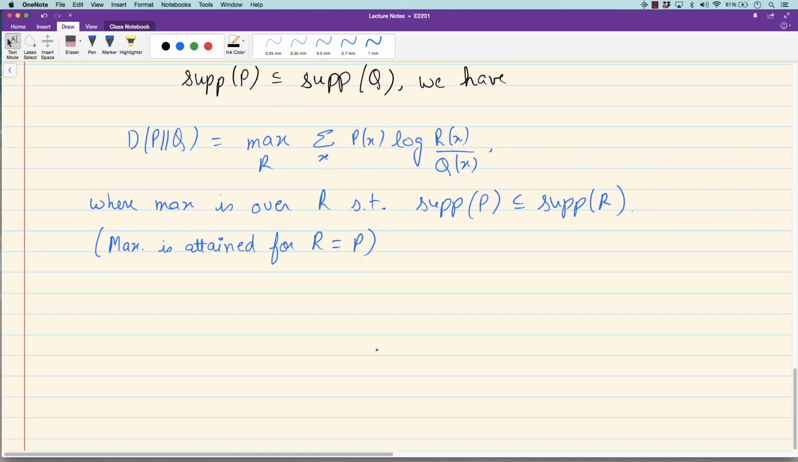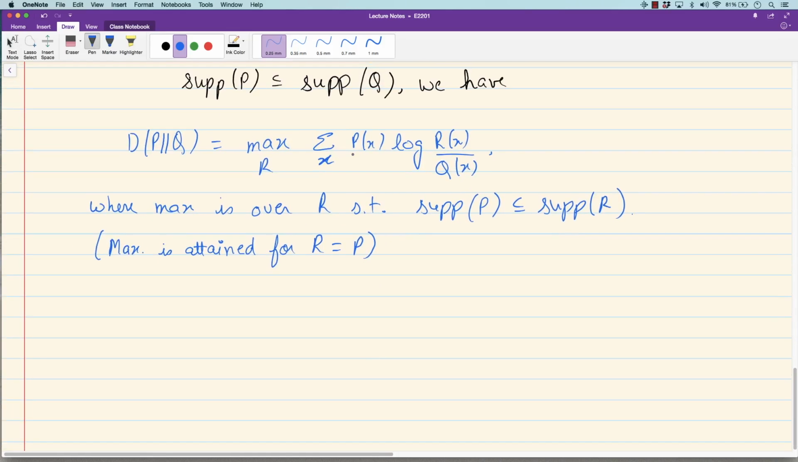So this is a nice variational formula. It just expresses D(P||Q) alternatively: instead of having P(x) log P(x)/Q(x), now you have P(x) log R(x)/Q(x). And you can put any R here and that will be less than or equal to D(P||Q). But there is one R, specifically R equal to P, for which equality will hold. So before we discuss this formula further, let's quickly write the proof, because the proof is in fact quite straightforward.